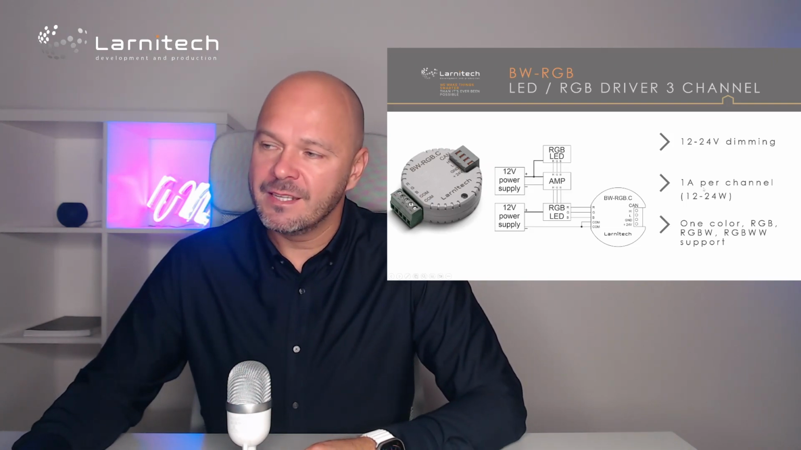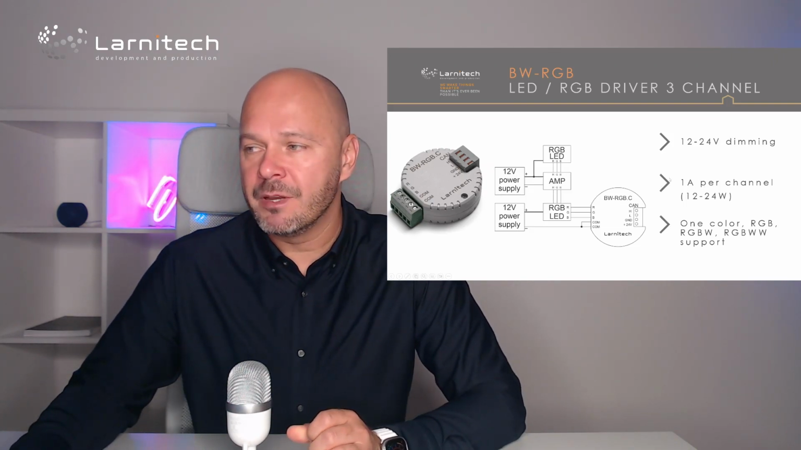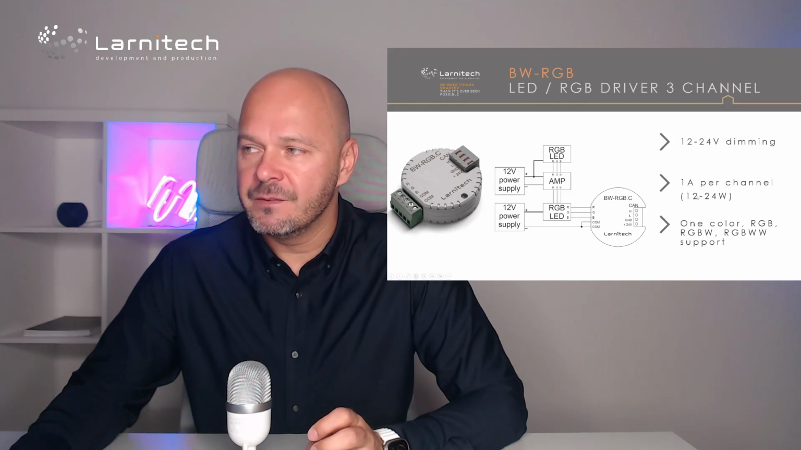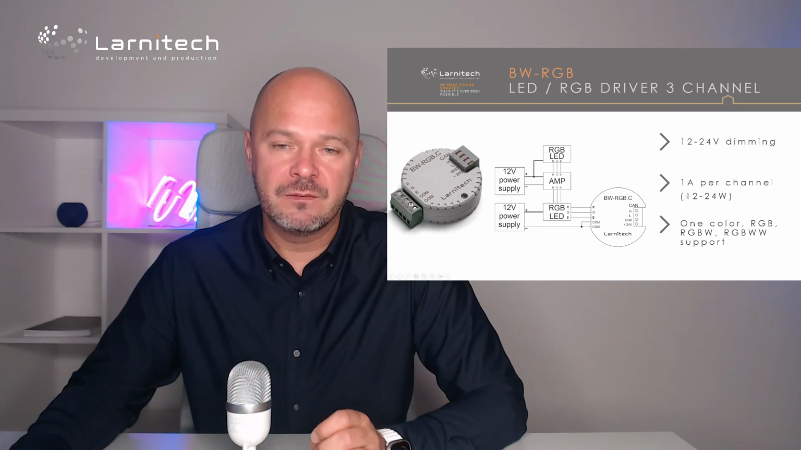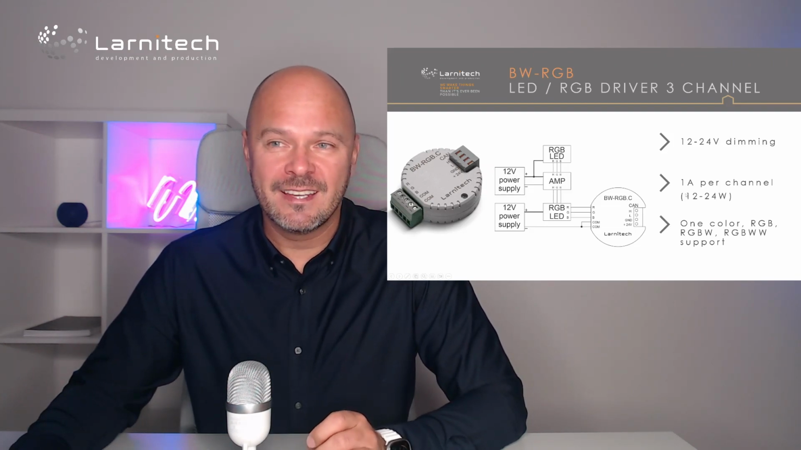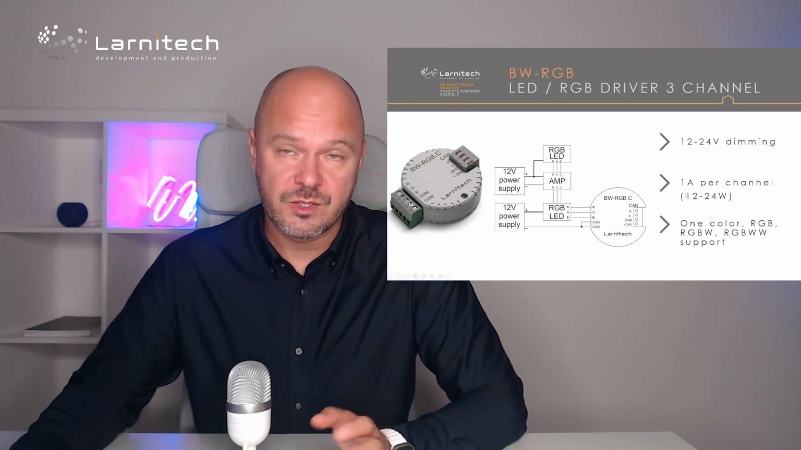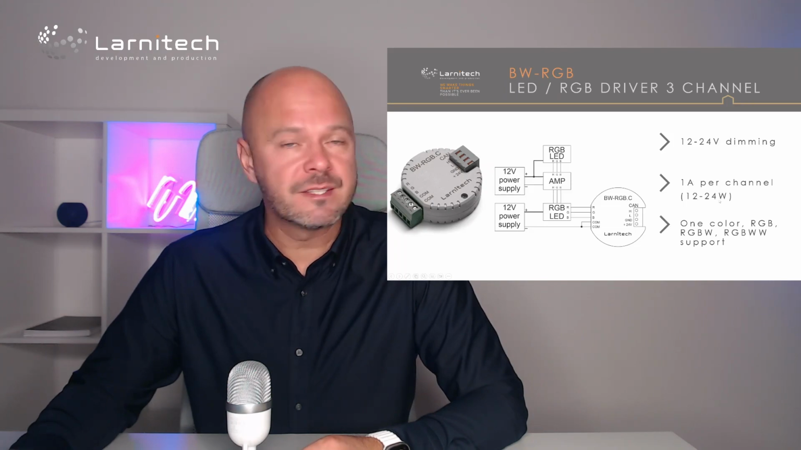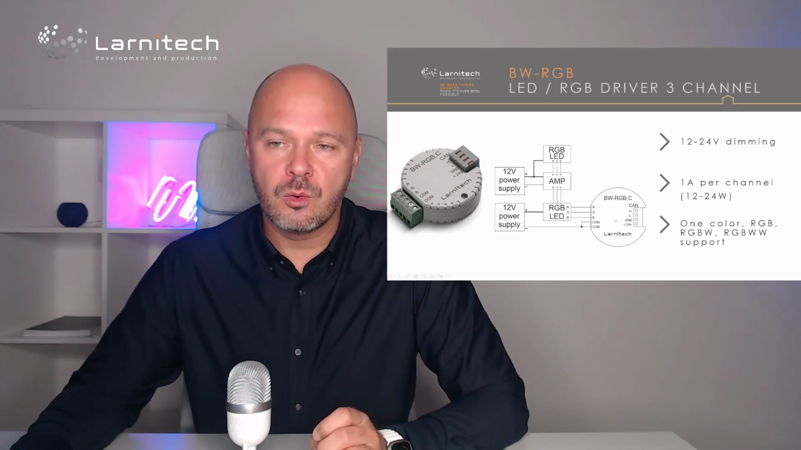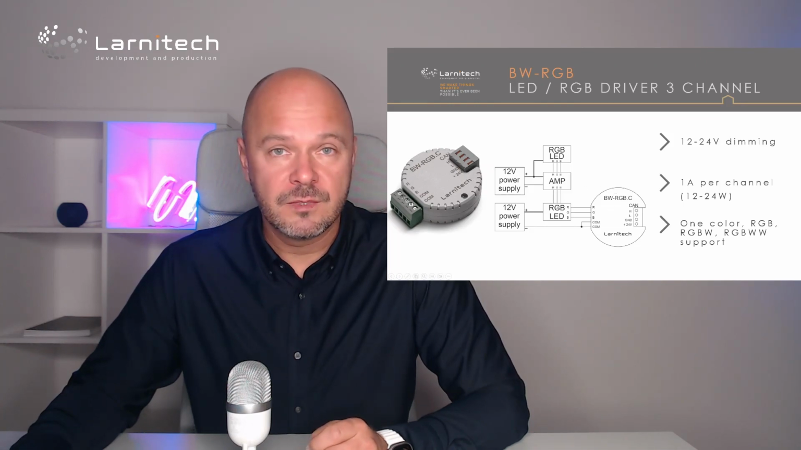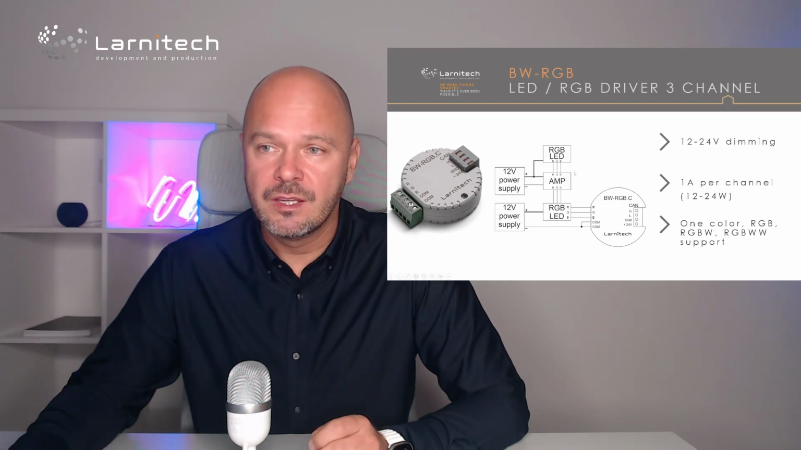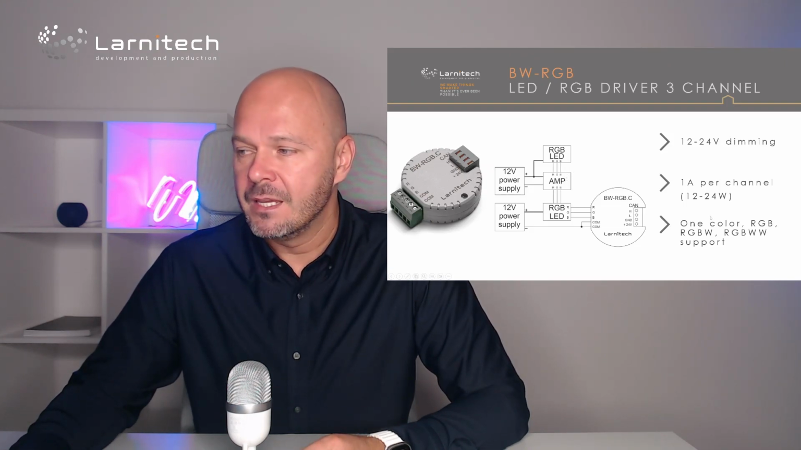So it can have not more than 1 ampere. So if it is 12 volts, then it will be 12 watts. If it is 24 volts, then it will be 24 watts. So not more than this for one output. If you need more, you will use amplifiers, the same as with DIN rail device.